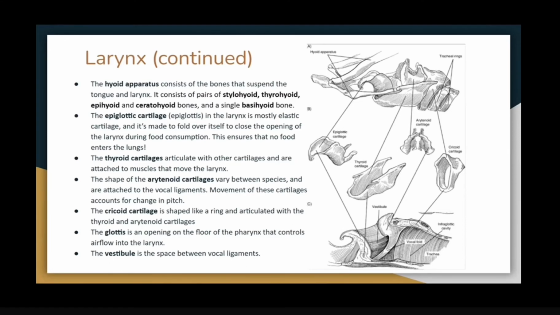The cricoid cartilage is shaped like a ring and articulates with the thyroid and arytenoid cartilages. The glottis is an opening on the floor of the pharynx that controls airflow into the larynx. And lastly, the vestibule is a space between vocal ligaments.